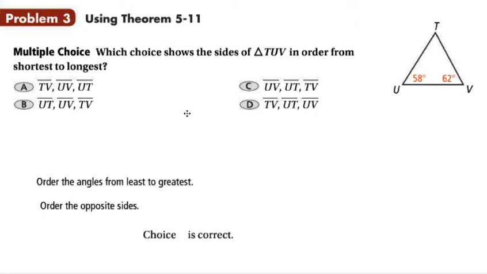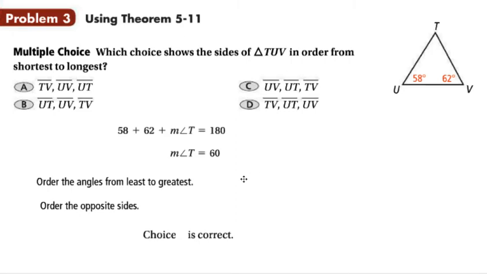Here's an example with theorem 5-11. Which choice shows the sides of triangle TUV in order from shortest to longest? Well, in order to know anything about the lengths of the sides, we need all three angle measures. So we need to figure out what angle T is equal to. Angle T is equal to the sum of these two angles subtracted from 180. Once we solve for angle T, we find that T is equal to 60 degrees.